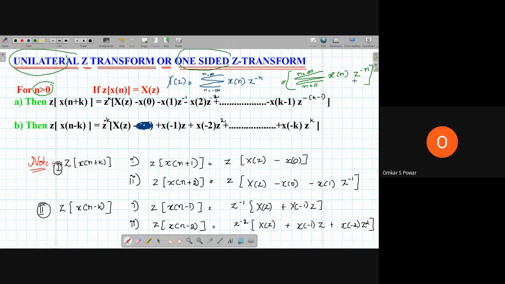So in this unilateral Z transform, what important thing you have to solve is, they will give you the difference equation, like y of n minus 1, y of n minus 2 is equal to x of n, and they will tell you to solve that. So in order to solve the difference equation, we will use this unilateral Z transform. So the main purpose of unilateral Z transform is to solve the difference equation.